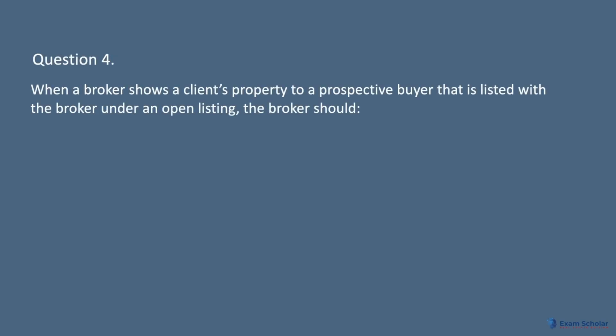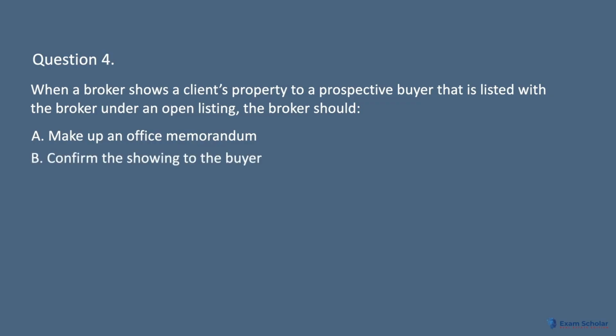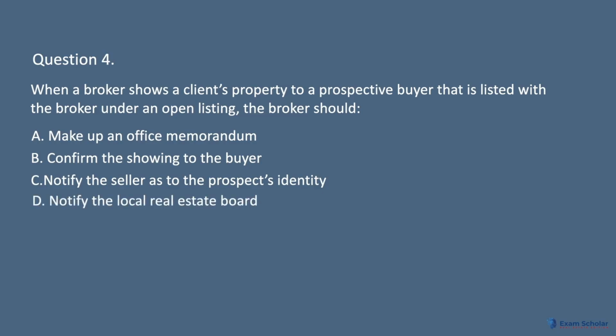Question 4. When a broker shows a client's property to a prospective buyer that is listed with the broker under an open listing, the broker should A. Make up an office memorandum. B. Confirm the showing to the buyer. C. Notify the seller as to the prospect's identity. D. Notify the local real estate board.